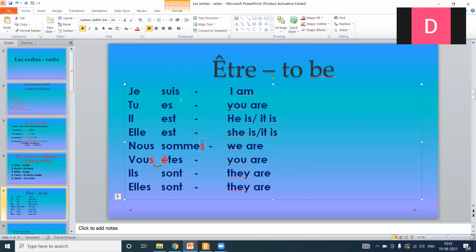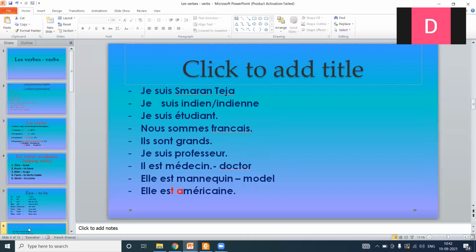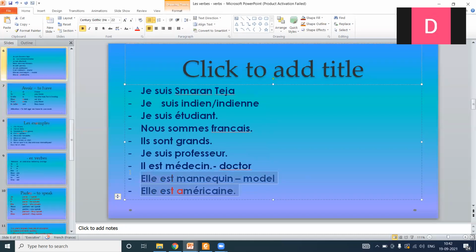Tu es, you are. Ils sont, they are. D'accord, Druti? Yes. What does the conjugation mean in sentences? We will see some small sentences. No need for so many examples.